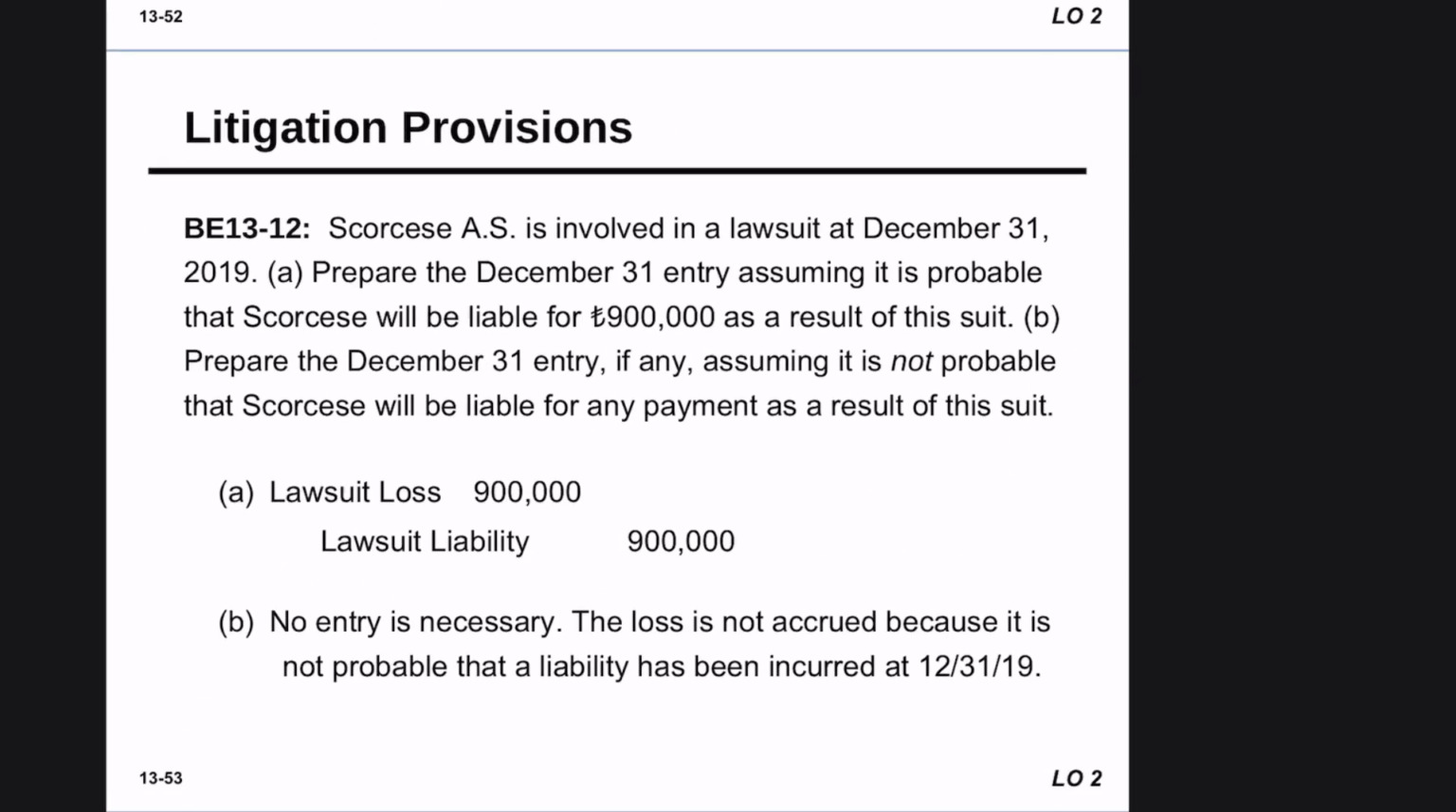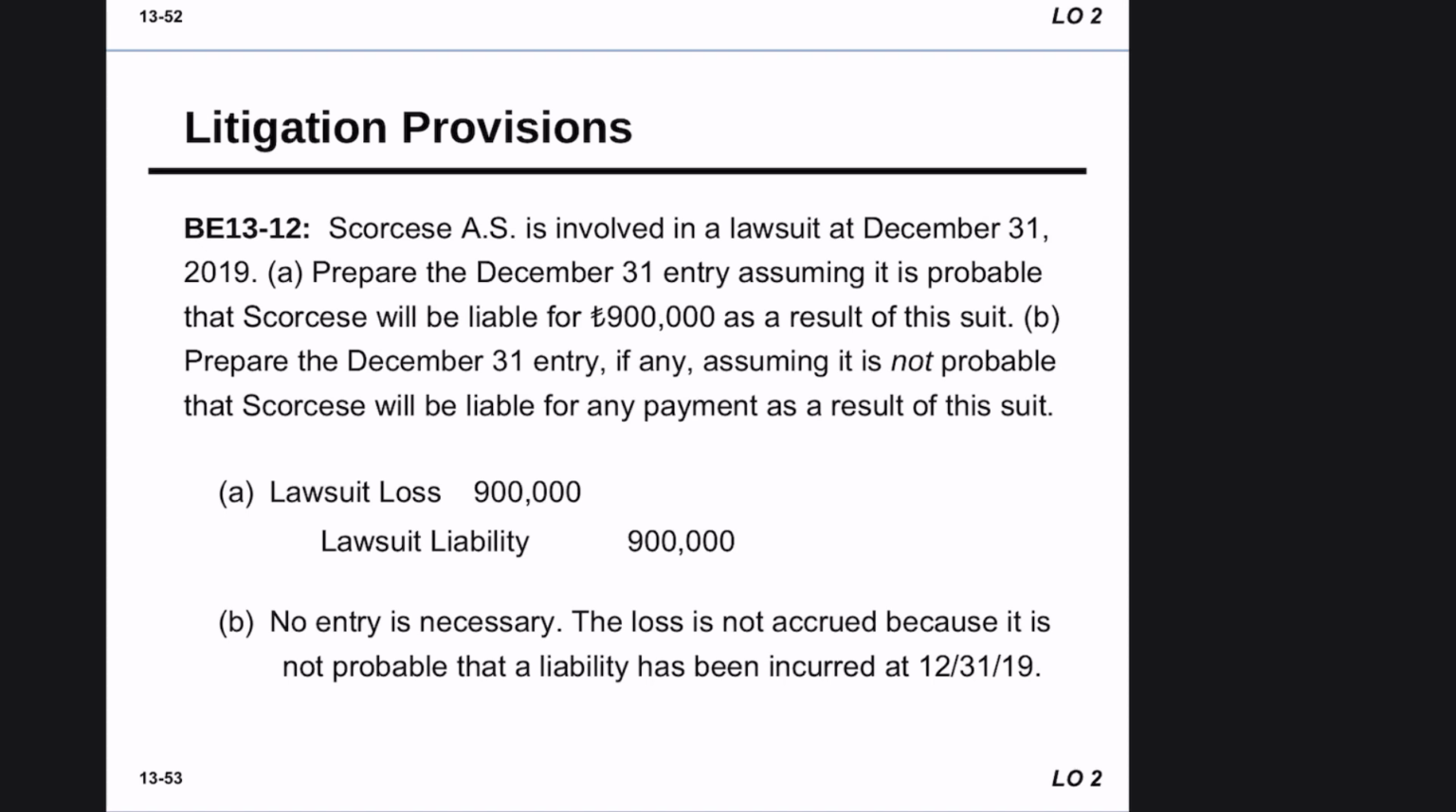So here we have an example of litigation provision. Score Company is involved in a lawsuit at December 31, 2018. Prepare the December 31 entry, assuming it is probable that Score will be liable for $900,000 as a result of this suit. So since we are liable for this $900,000, we will debit lawsuit loss, which is an expense, by $900,000, and credit lawsuit liability.